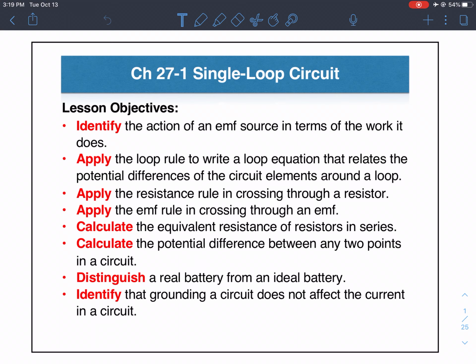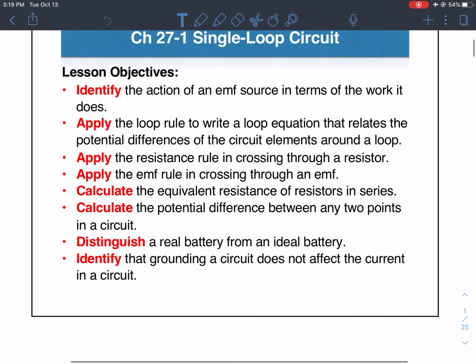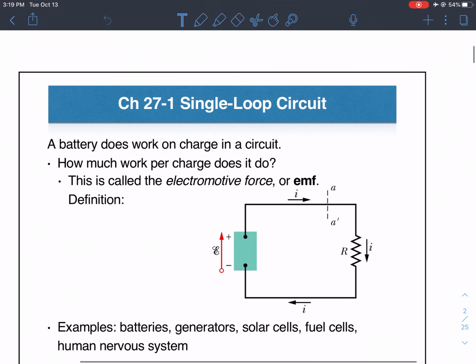And we will apply the resistance rule in crossing through a resistor, and we will apply the EMF rule in crossing through an EMF. And we will calculate the equivalent resistance of resistors in series, and we will calculate the potential difference between any 2 points in a circuit. And we will distinguish a real battery from an ideal battery, and we will identify that grounding a circuit does not affect the current in a circuit. And we will discuss all these items.